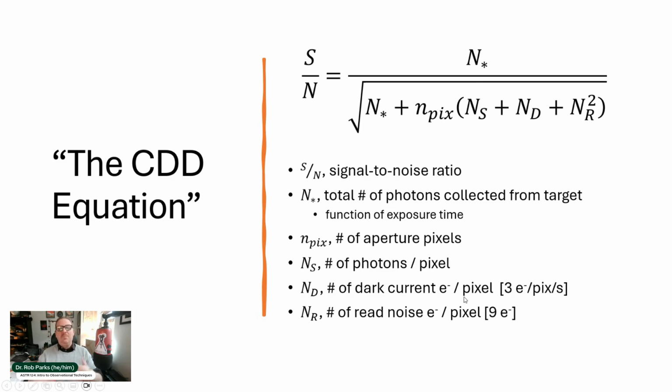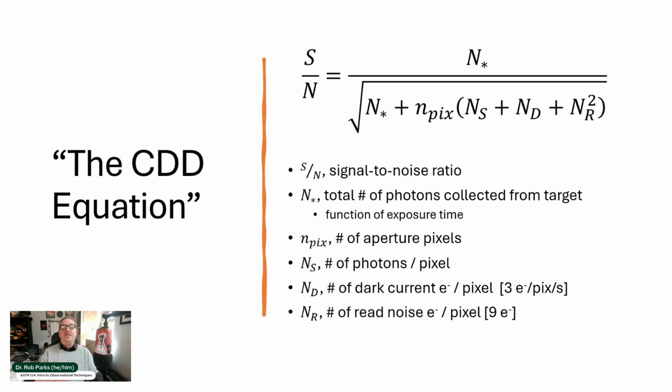So what is implied in here is an exposure time. So this is a function of just a single image. If you increase the exposure time, as I've mentioned before, you get more light. So the number of photons in N star is going to be larger. And so that is the best way to increase your signal to noise.